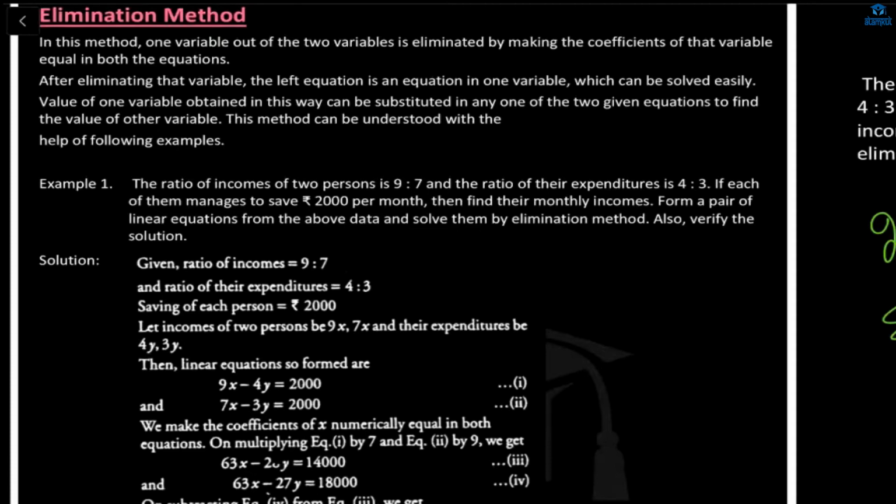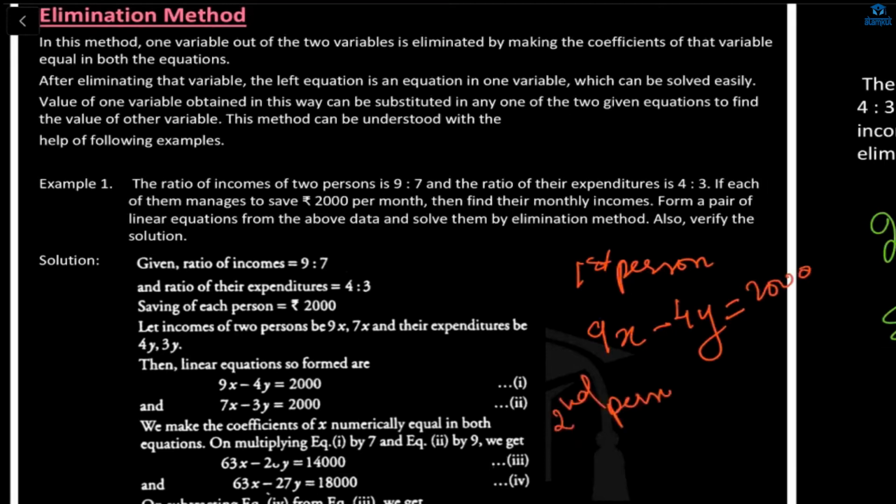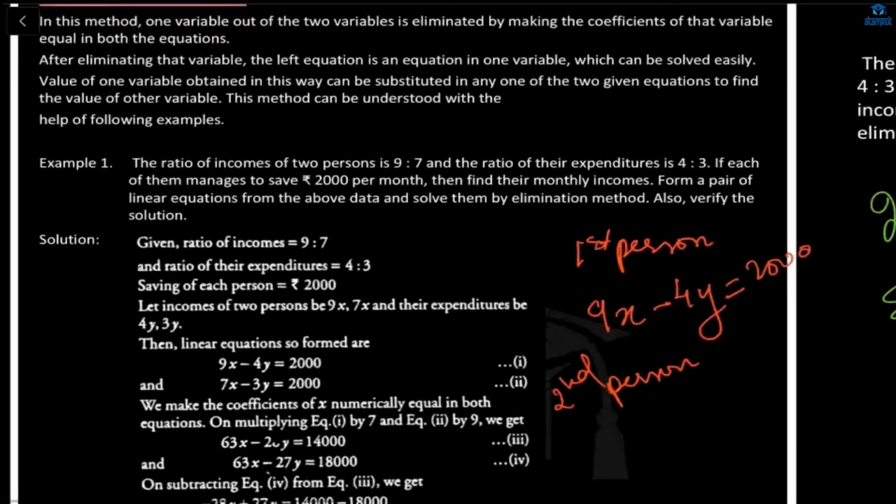So for the first person, the income is 9x and his expenditure is 4y. Expenditure means he is spending that much money, so it is subtracted from the income he earned. The savings are given as 2,000. And for the second person, the income is 7x and the expenditure is 3y, and he is also saving 2,000. So this is your first equation and this is your second equation.